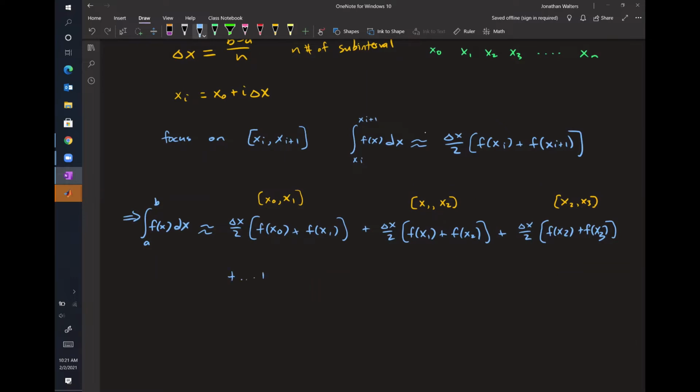Plus delta x over 2 times f of x n minus 1 plus f of x n. So basically I'm adding the area under each linear interpolating function over consecutive subintervals. Okay, does that make sense?